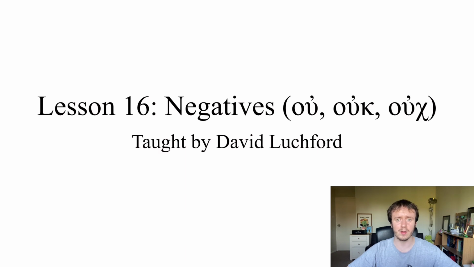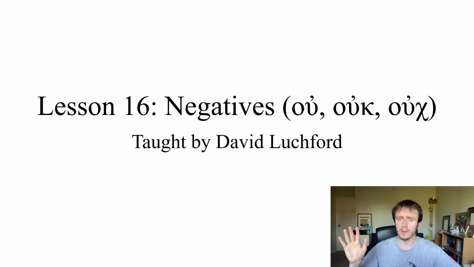Lesson 16 is on negatives, and in particular we are looking at the word ou. Now there are three forms of the word ou which you can see on screen. It's the same word but with three different forms, and these are ou, ouk, and ouch. And this word, ou, ouk, ouch, means not. It can mean something else, which we shall look at later in the video, but the meaning that we are focusing on now is not.